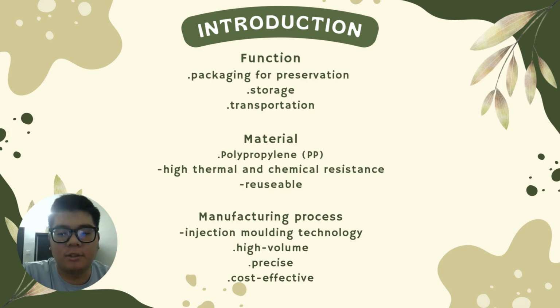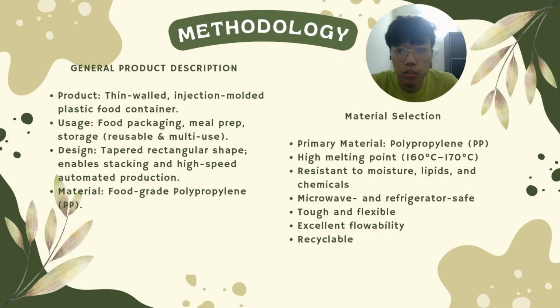And for the manufacturing process, we will use injection molding technology because it is high volume, precise, and cost effective. The product we choose for this project is a thin wall injection molded plastic food container. The usage of this is to package food, meal preparation, and reusable and multi-use storage. The design of this container is a tapered rectangular shape that enables stacking and high-speed automated production.